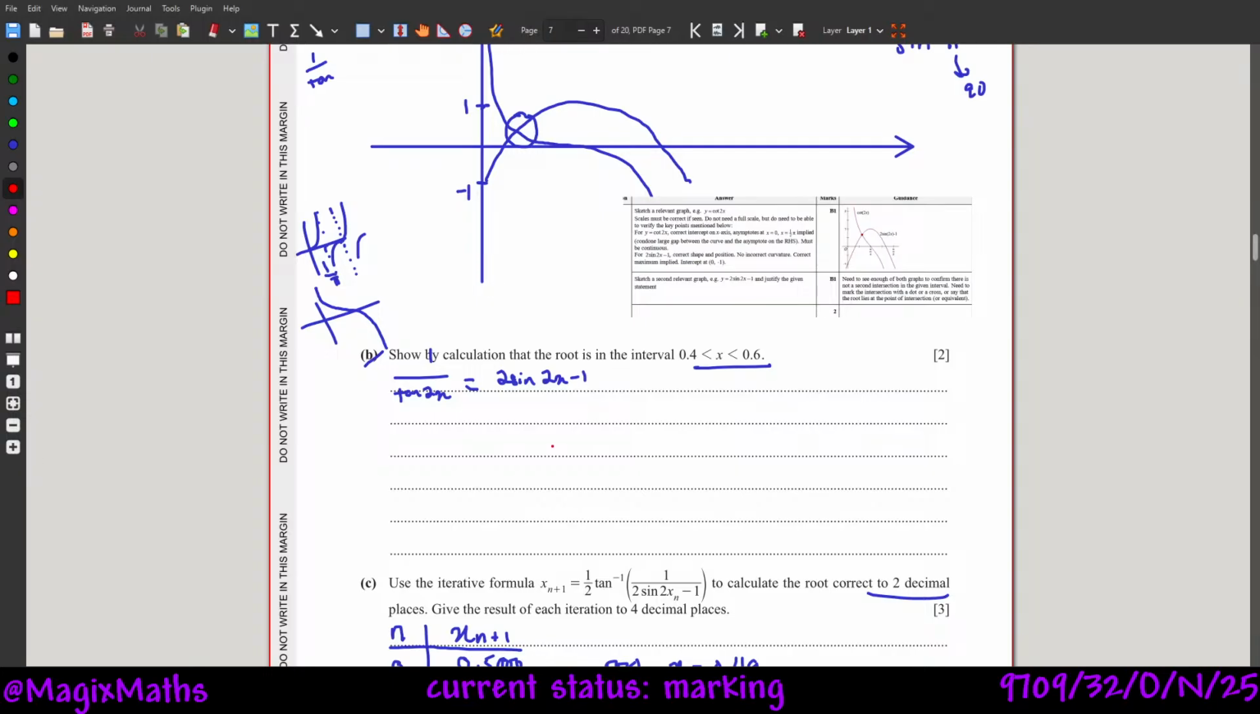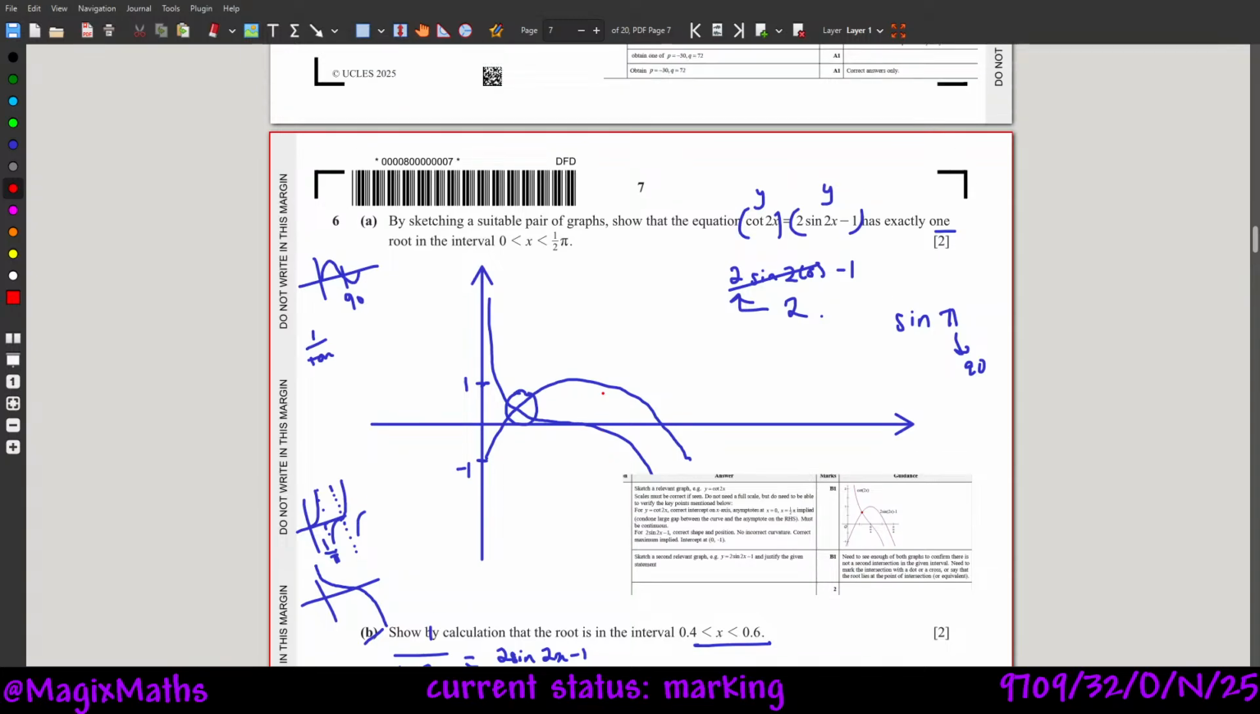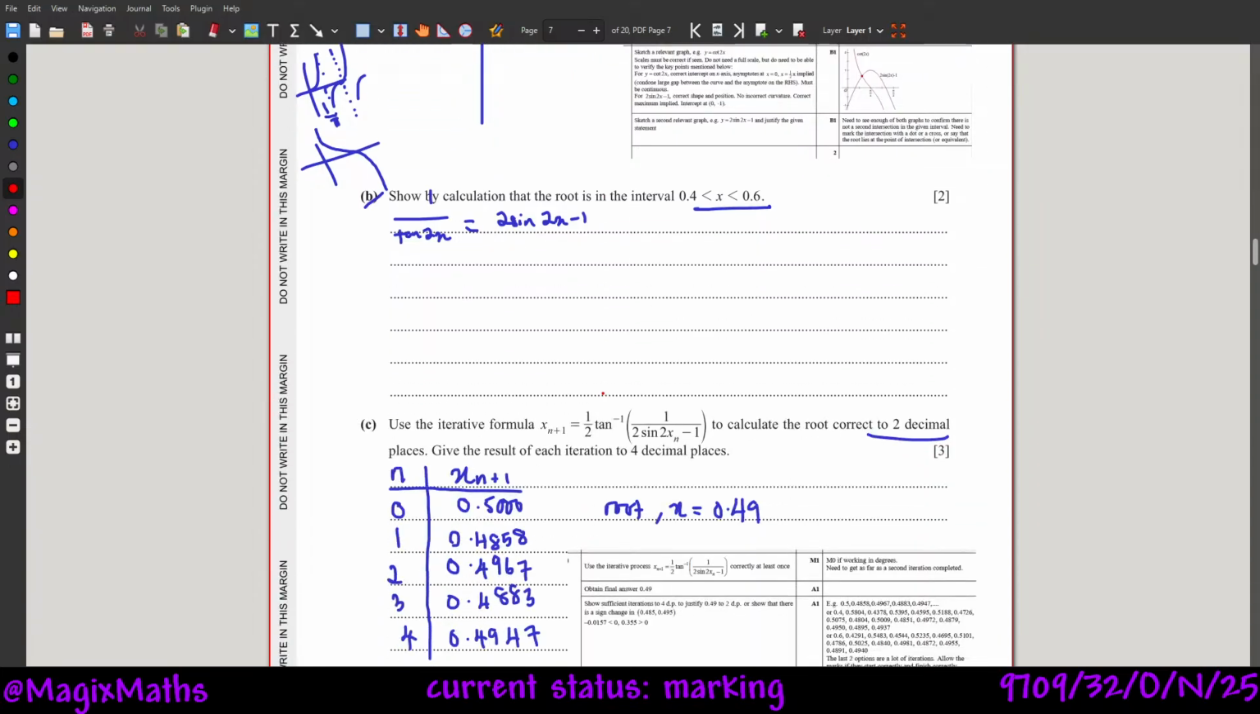So now we have question 5b. Show by calculation. No, it's 6b. So we got this one correct, and then the sketching correct. It's 2 marks. Right. So for B, firstly you have to calculate the values of a relevant expression or pair of expressions at x equals 0.4 and x equals 0.6. What does that mean?